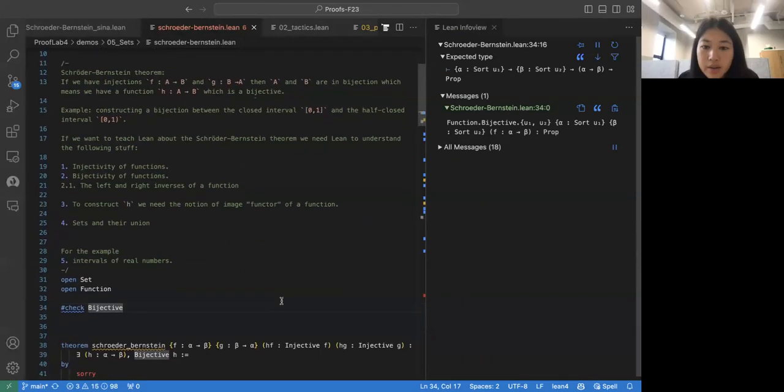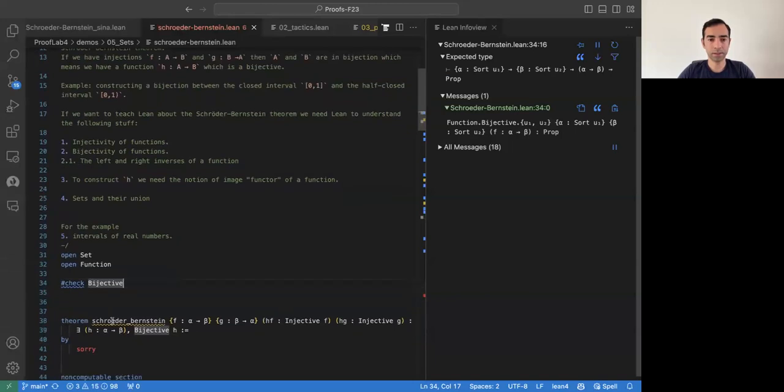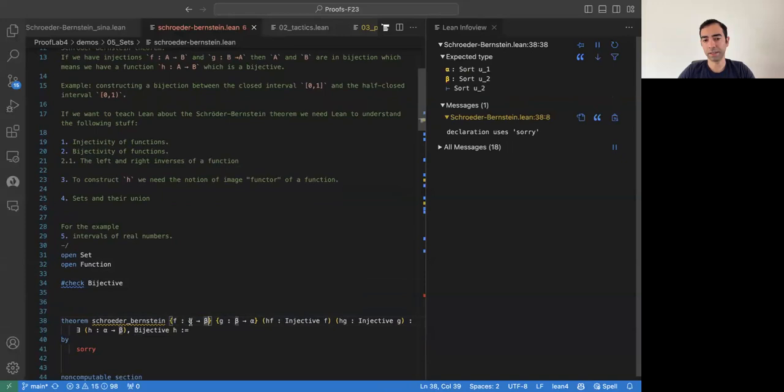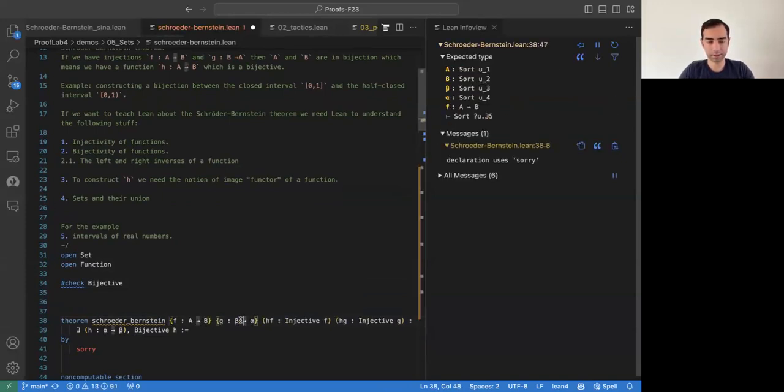We said if you have two sets, I guess, A and B, and you have an injection from A to B and also an injection from B to A, then A and B are in bijection with one another. That's right. So what is written here is that if I have two functions from alpha and beta, we can change alpha and beta to A and B if that's more familiar to us.